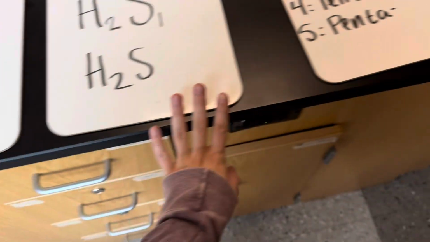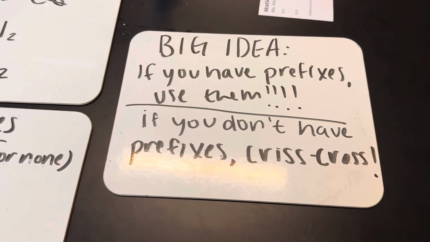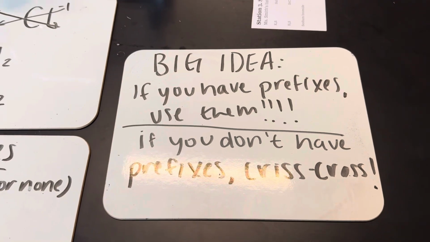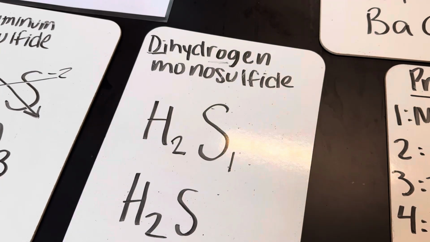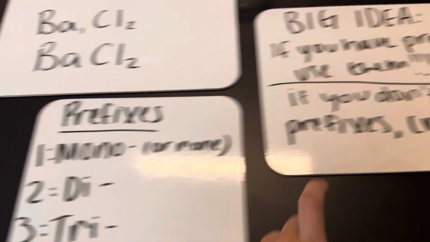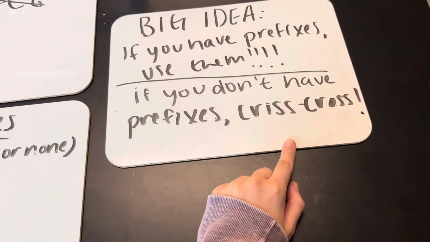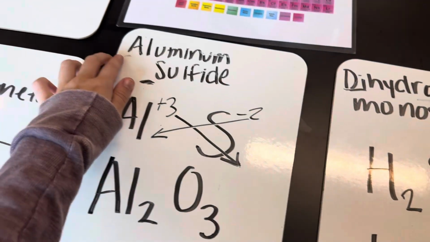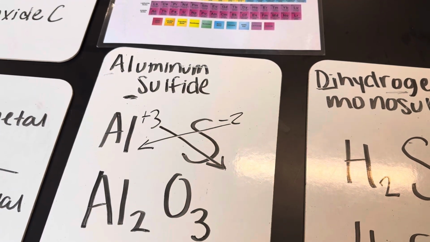So the big idea of what I'm saying today is, if you have prefixes in a name, use them. So if you see anything with a prefix, like this one over here, just use them. No crisscross. Don't bother crisscrossing. You can't do it. Just use the prefixes. They're like giving you the answer. If you don't have prefixes, you have to crisscross. That's the big idea. So if you look up here and you know this is an ionic compound and you know there's no prefixes, that's when you have to do the crisscross method.